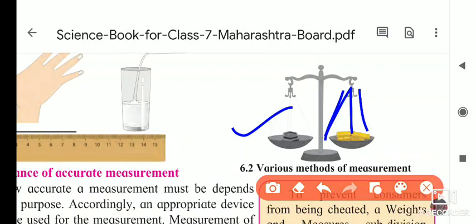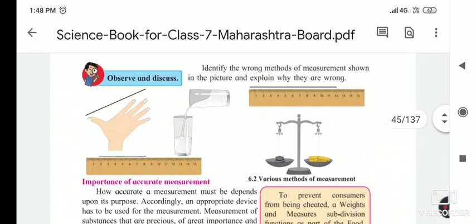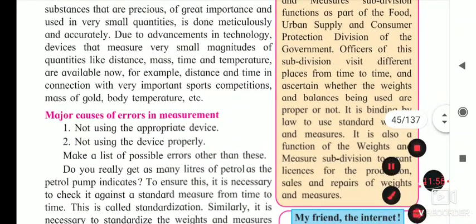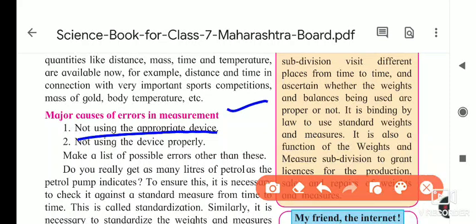You know this type of pan you have seen in the market, if you go with your mother to the market, you will see the potato and vegetable sellers using such measuring pans. These three chains are there. If they get tangled in between, then it shows a difference in the measuring. This is one way: not using appropriate devices. If you are not using the appropriate devices, it shows an error in the measurement.